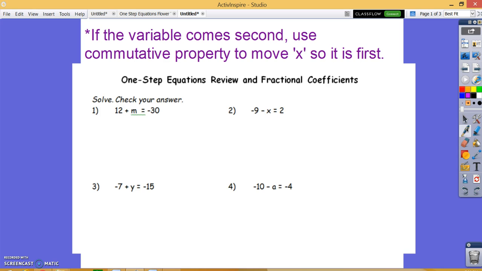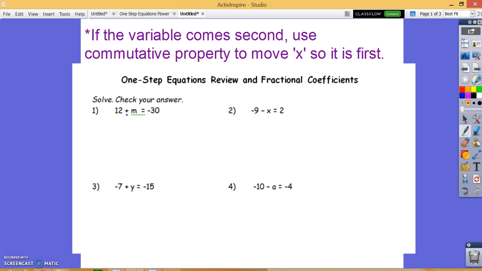There is a way to solve these problems without moving x so that it's first, but there are usually a lot of errors caused when people forget to move the variable first. So just to be on the safe side, I'm going to ask that we move the variable so that it comes first. In other words, rewrite the problem.